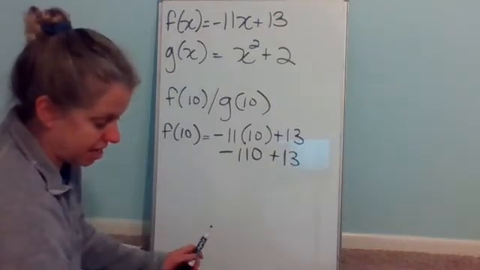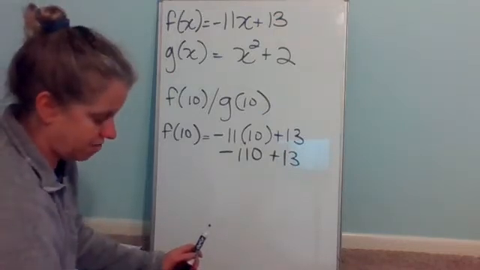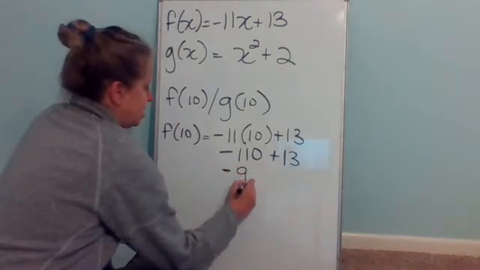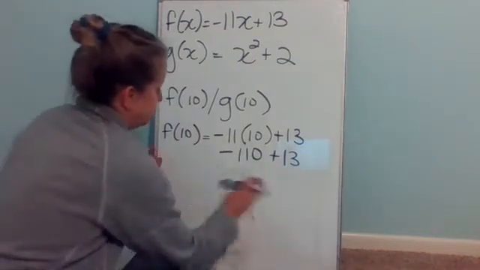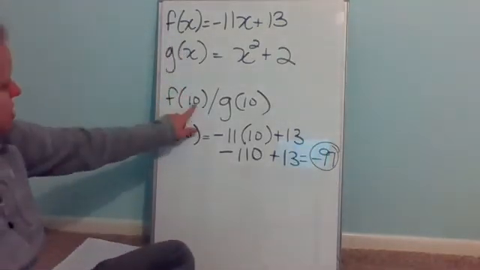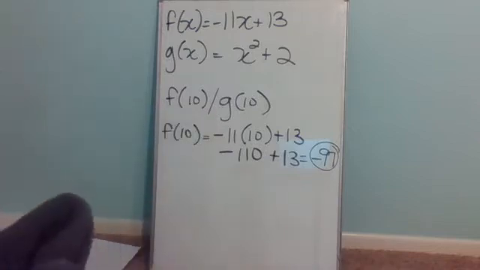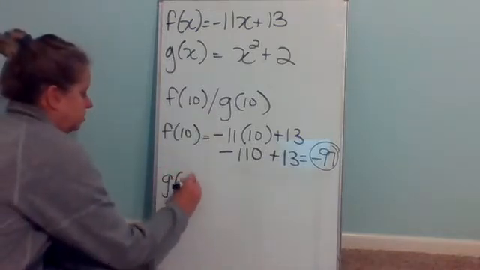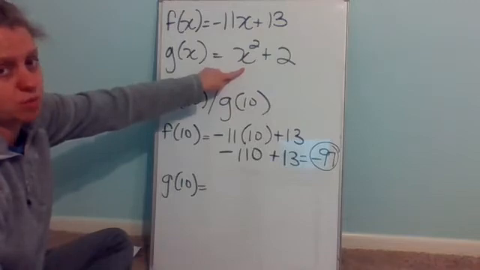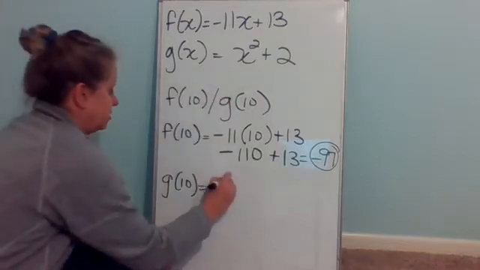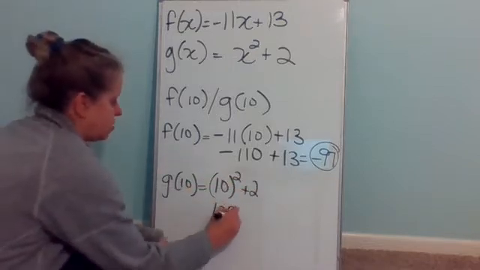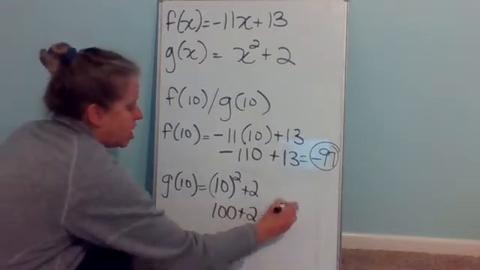If you need to type that in, type that in. Here is not where you want to make your mistake. So if you have negative 110 plus 13, that's going to give you negative 97. Actually, I'm going to write that over here. Give myself room. So negative 97 is that part. So now I've done the f of 10. Now I need to do the g of 10 part. So I'll go to my g function and replace its x with a 10. So I'll have 10 squared plus 2. So 10 squared gives me 100 plus 2 gives me 102.